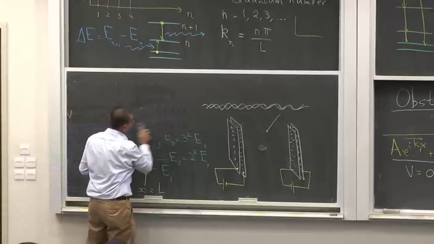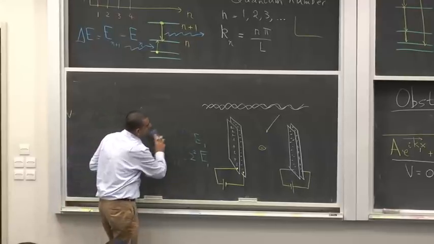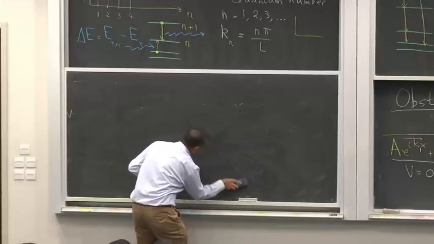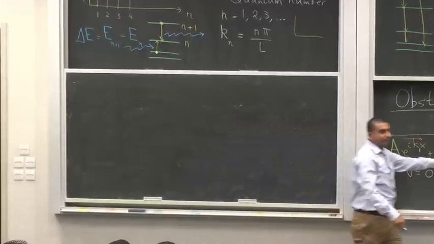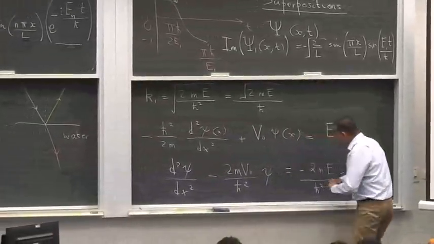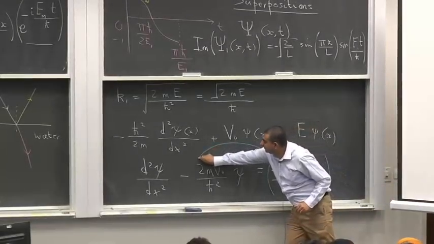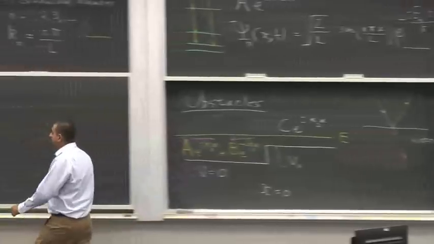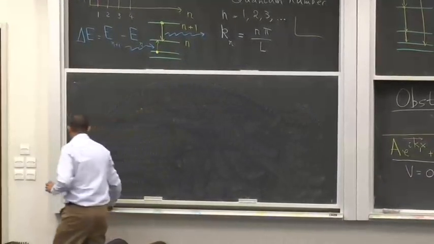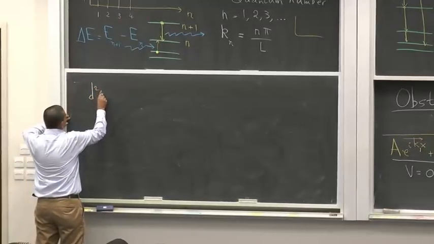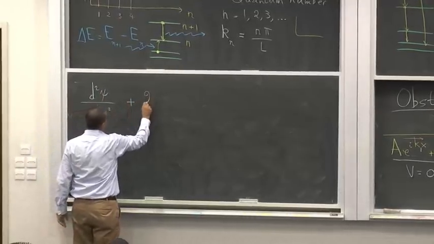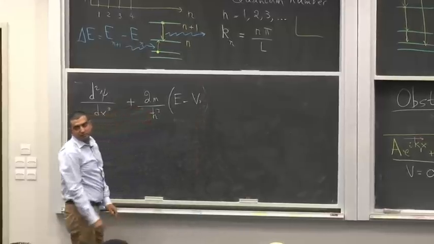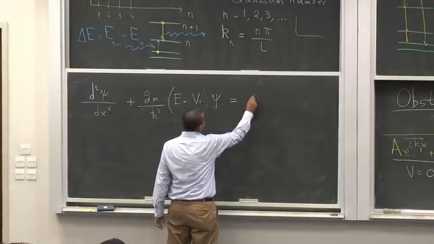Now we've already learned some techniques of solving the differential equation. Just one technique. You don't need to remember much. I'm going to apply that technique. That's all we'd like to do. Alright, are you okay with this? Now I'm going to take this thing to the other side of the equation, so that d squared psi by dx squared plus 2m over h bar squared, E minus V naught, psi equals zero.